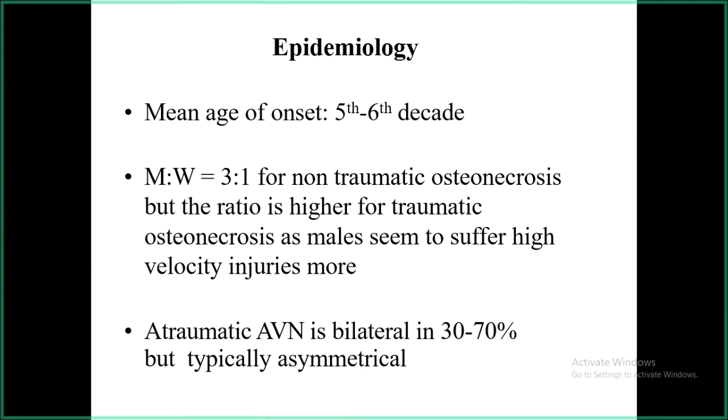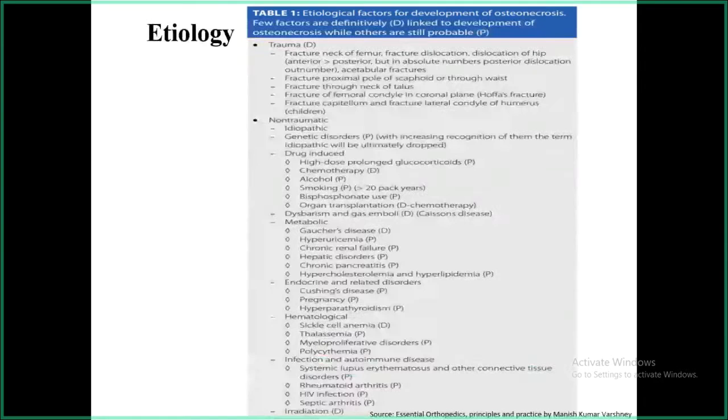Epidemiology. The mean age of onset may be bimodal. It may occur in the 20s to 30s, second or third decades, and the second may be in the fifth or sixth decade, right? The male preponderance is more for non-traumatic osteonecrosis, but the ratio is higher for traumatic osteonecrosis as males seem to suffer high velocity injuries more. Atraumatic avascular necrosis is bilateral in 30 to 70%, but typically asymmetrical.